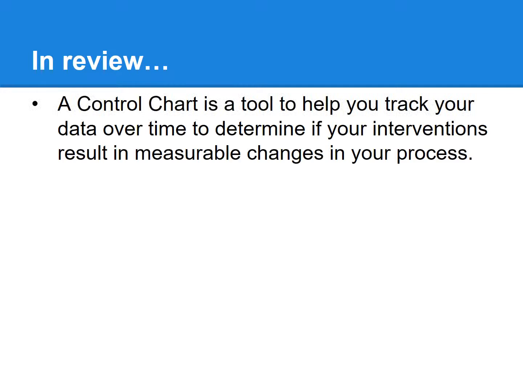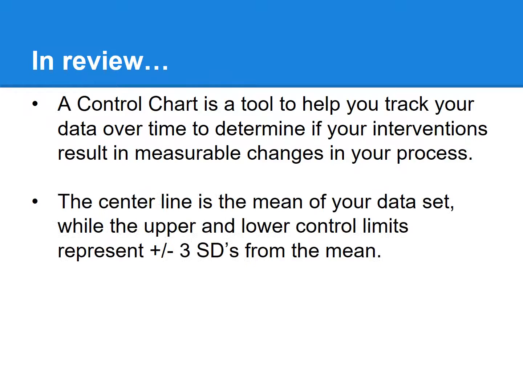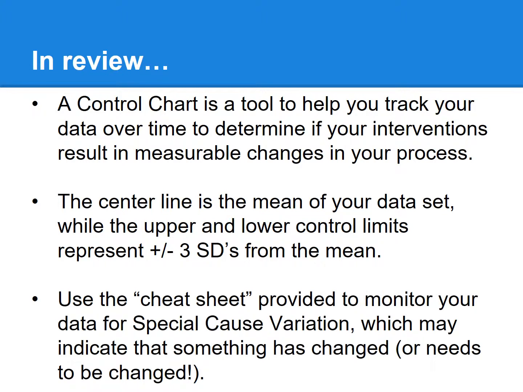In review, a control chart is a tool to help you track your data over time to determine if your interventions result in measurable changes in your process. The center line is the mean of your data set, and the upper and lower control limits represent plus and minus 3 standard deviations from the mean. You can use the cheat sheet that I provided to monitor your data for evidence of special cause variation, which may indicate that something is changed or needs to be changed with your process.